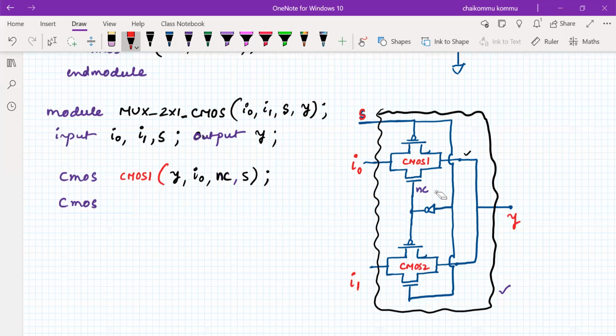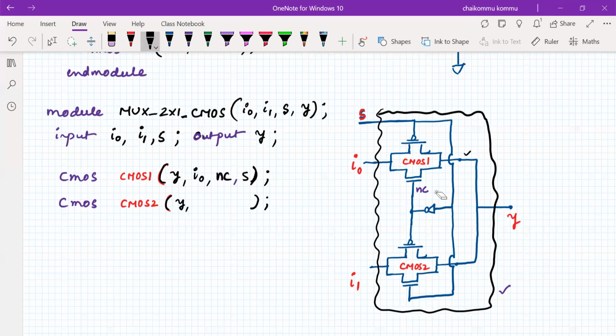Okay, fine. Next, what is the next one? CMOS. For the sake of simplicity, I'm writing all these things. Actually CMOS 1, CMOS 2 is not necessary to write, or C1, C2 also not necessary to write. But it is better to write this one. When we are synthesizing these codes, the names of the devices are very, very important. So let us write for this one.